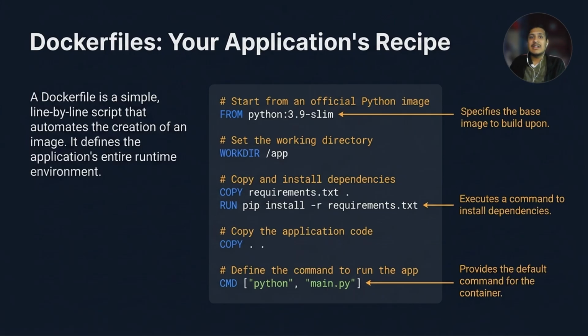WORKDIR /app. This sets the working directory inside the container. COPY requirements.txt. We copy our dependency file into the image. RUN pip install -r requirements.txt. We execute a command to install those dependencies. Then comes COPY . . We copy the actual application code. CMD ["python", "main.py"]. This provides the default command that runs when the container starts.